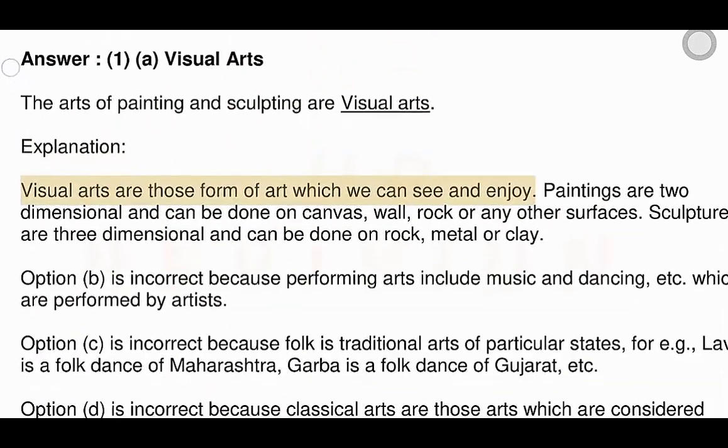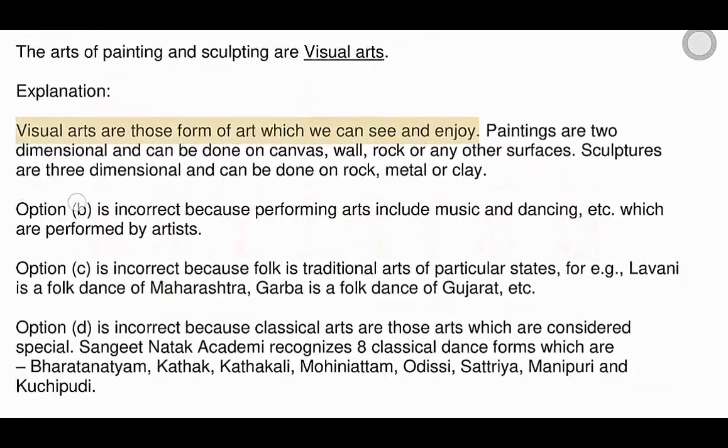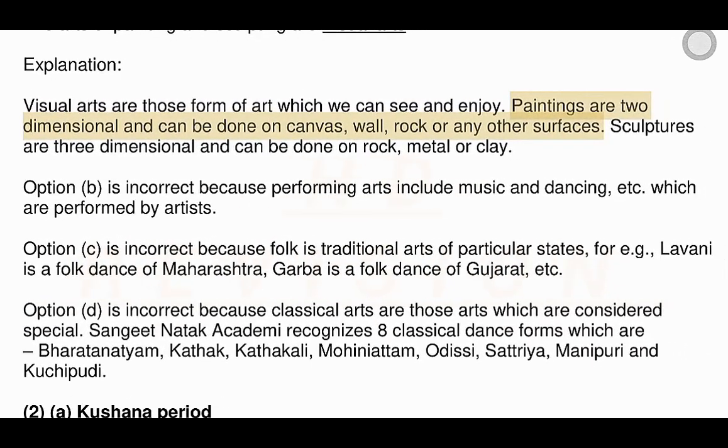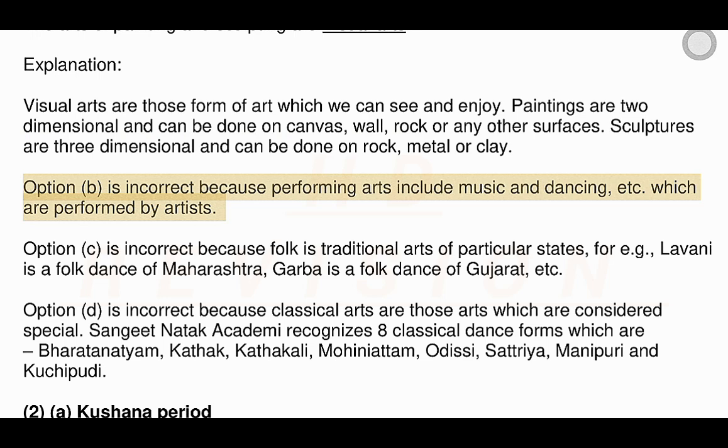Explanation. Visual arts are those forms of art which we can see and enjoy. Paintings are two-dimensional and can be done on canvas, wall, rock or any other surfaces. Sculptures are three-dimensional and can be done on rock, metal or clay. Option B is incorrect because performing arts include music and dancing, etc., which are performed by artists.